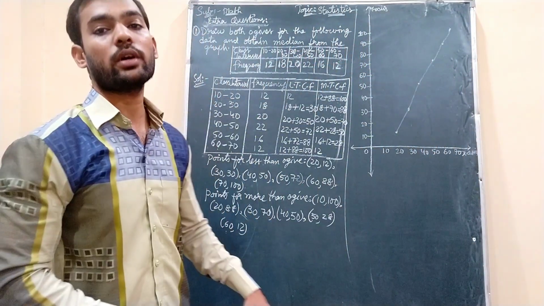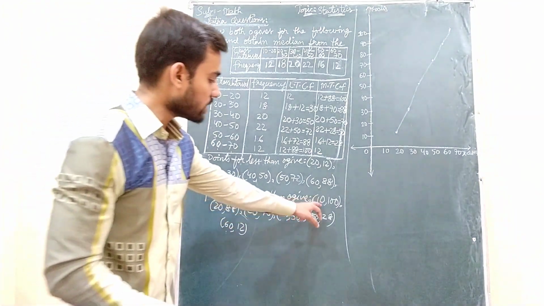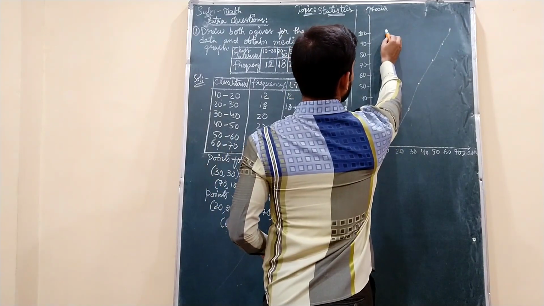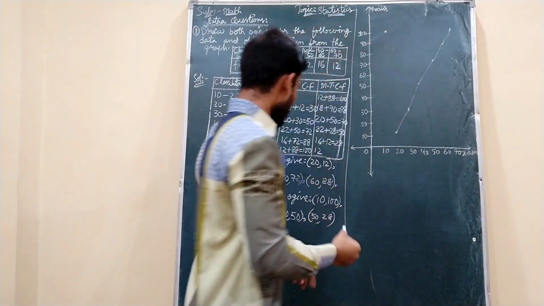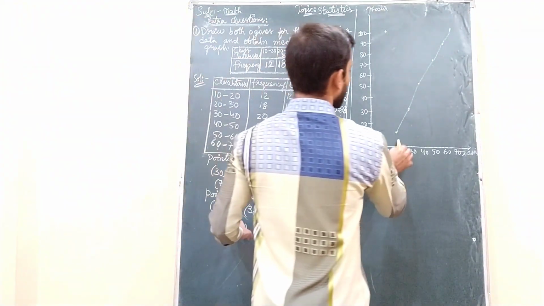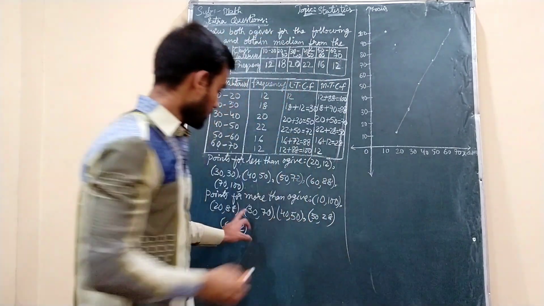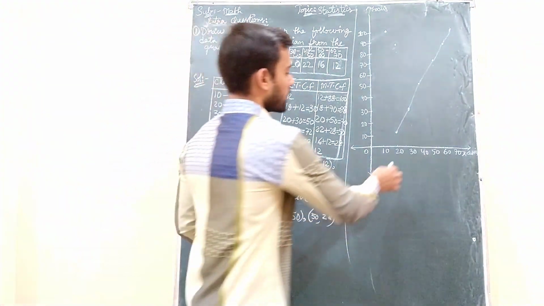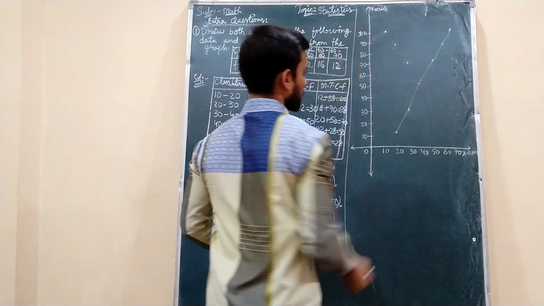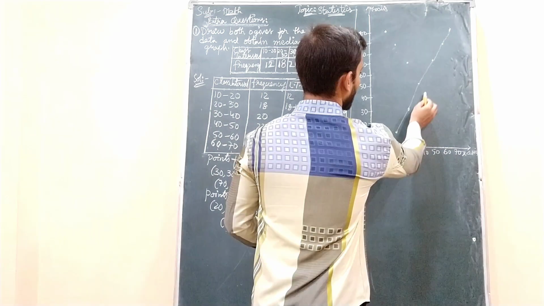Now we will go for plotting the points of more than ogive. First point in more than ogive is 10, 100. On 10 we need to plot at 100. This is our first point. Then on 20 we need to plot at 88. Then 30, 70. On 30 we need to plot at 70. Then 40 comma 50. On 40 we need to plot at 50.